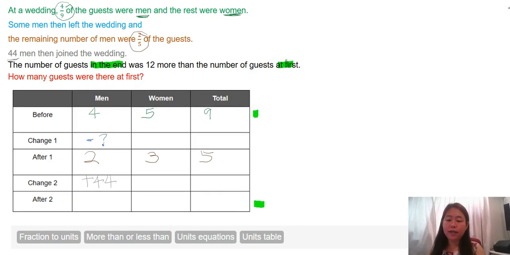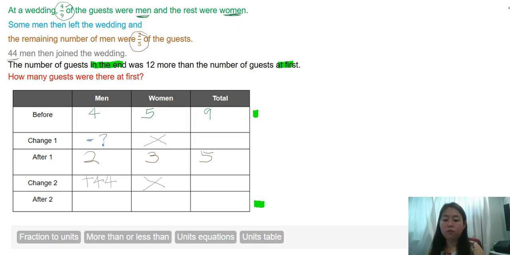So let's first analyze our unit table. In this unit table, we can see that there is a particular group that didn't change, and of course it must be the women, right? Because nothing happened here, nothing happened here, nothing happened here as well. So by right, 5 groups of women is the same as 3 groups of women. So our job is to use the LCM to make them the same.